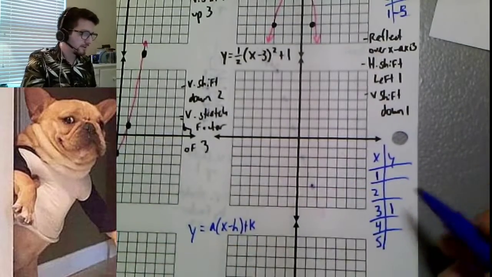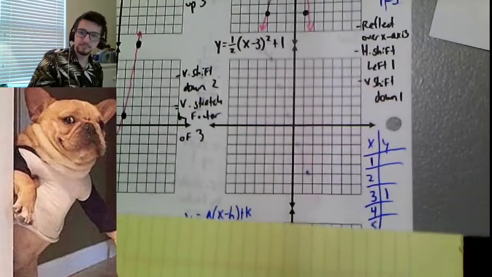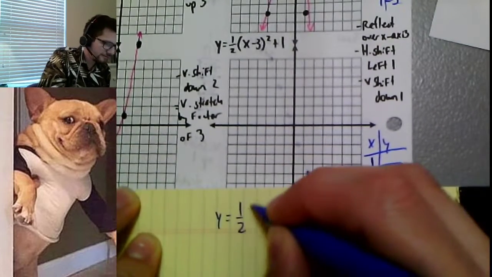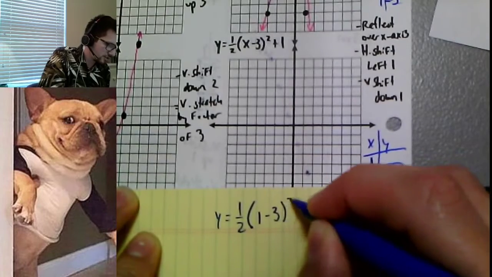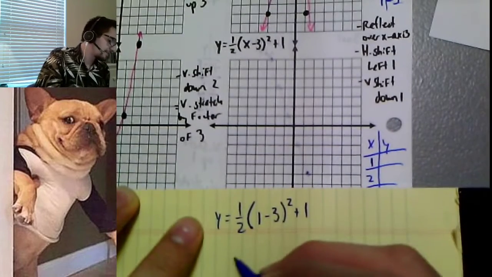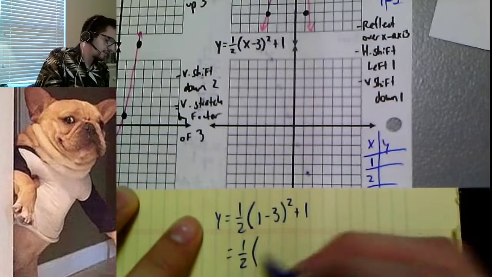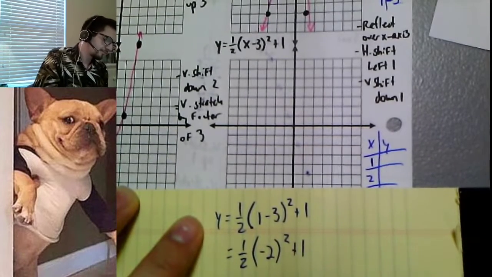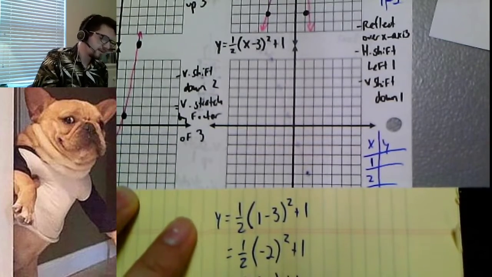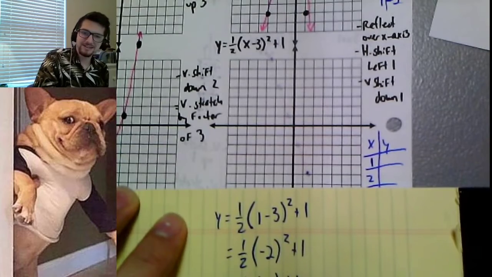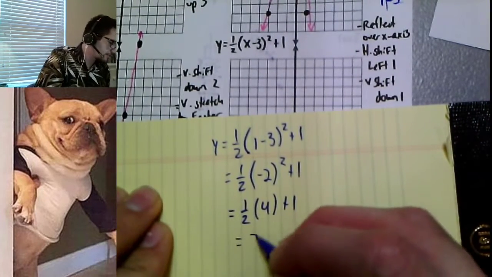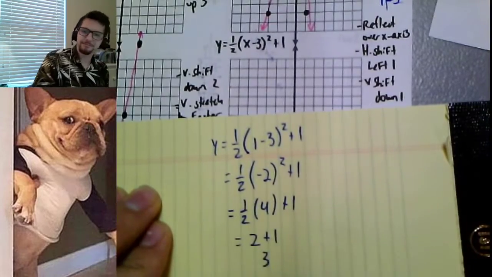So what happens if I plug in a 1? Looks like I end up with y equals 1/2 times the quantity of 1 minus 3 squared plus 1. If I simplify this, I end up with 1/2 times the quantity 1 minus 3 is negative 2 squared plus 1. Negative 2 squared is positive 4 plus 1. 4 divided by 2 is 2, so I end up with 2 plus 1, and that's 3.